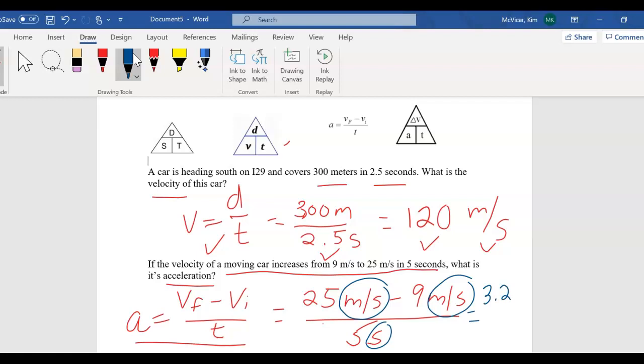meters per second squared, because a meter per second per second is a meter per second squared. So 1 point there, 1 point there, 1, 1 for a total of 4 points. Hope this helps.